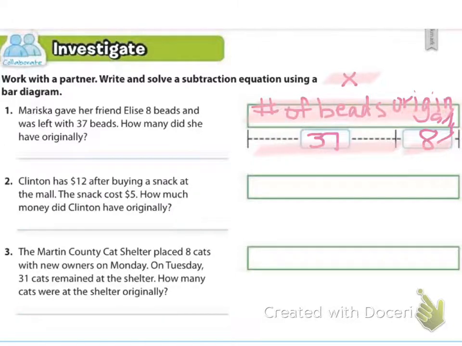So if I'm setting up my equation, because it does say to write and solve the equation, I'm going to set up originally my first equation, which is x minus 8 is going to equal the 37 beads. So that's the first part. Now that's the writing. Now I need to solve it as well. So there's 2 parts of this.